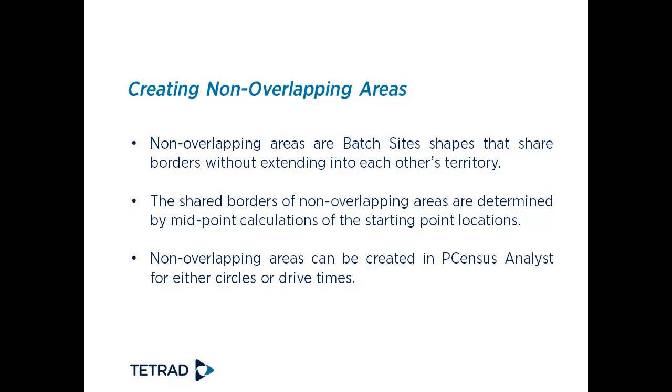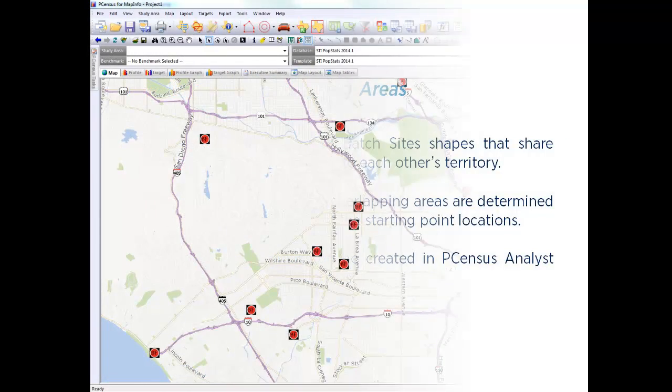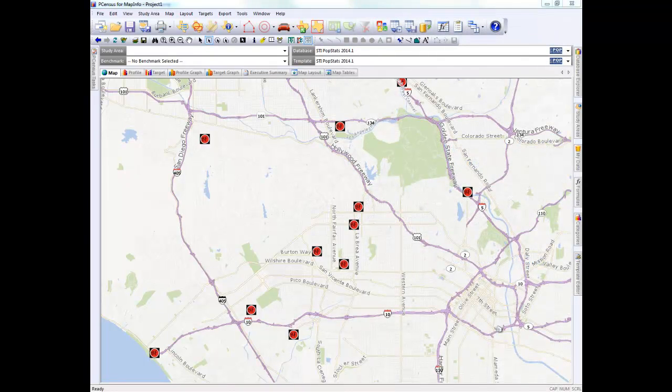The shared borders of non-overlapping areas are determined by midpoint calculations of the starting point locations. Non-overlapping areas can be created in PCensus Analyst for either circles or drive times. In the case of PCensus Analyst for MapInfo, multiple locations, such as these restaurant stores, can be selected directly off a map layer to generate concentric circles.